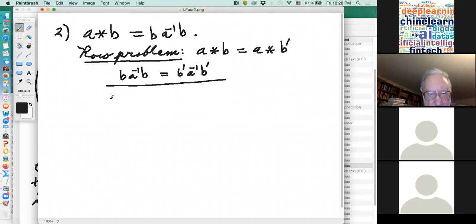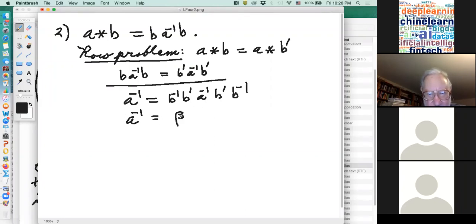Suppose I multiply by B prime inverse B inverse. Then I would have A inverse is equal to B inverse B prime, A inverse B prime, B inverse, right? So I have A inverse is equal to beta, some element of the group, A inverse, beta inverse. No, not beta inverse. Beta, what shall I say? It's just the reversed order product. Sorry. Let's think.